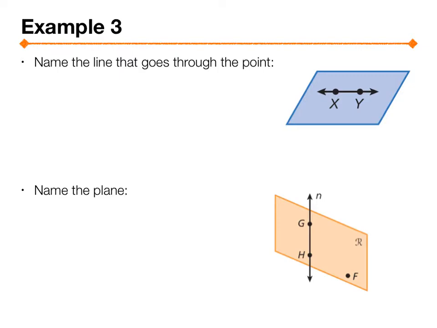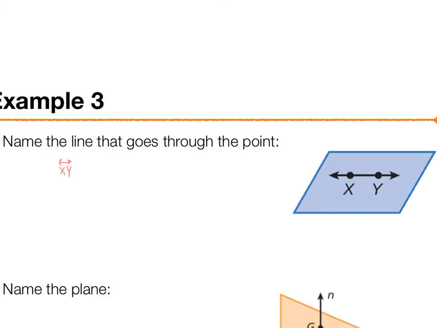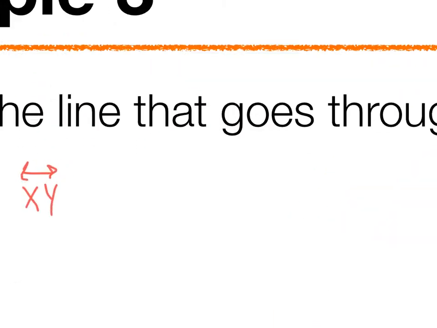Name a line that goes through the point. Line XY. Don't forget the little line on top of XY. What's another way to name XY? Somebody different. Come on, guys. Allie. YX.